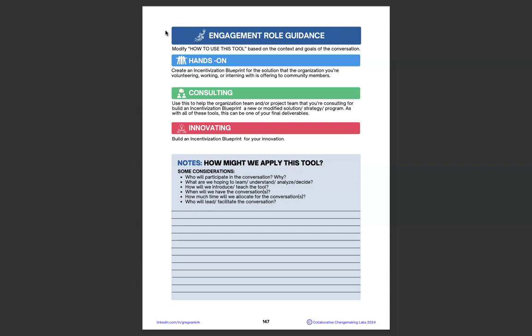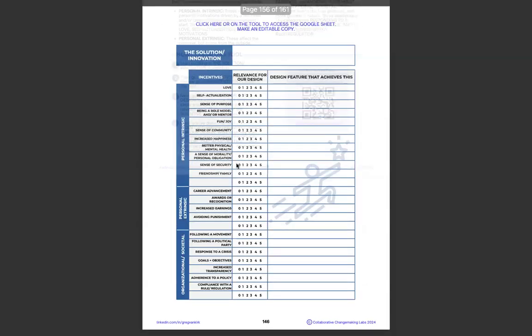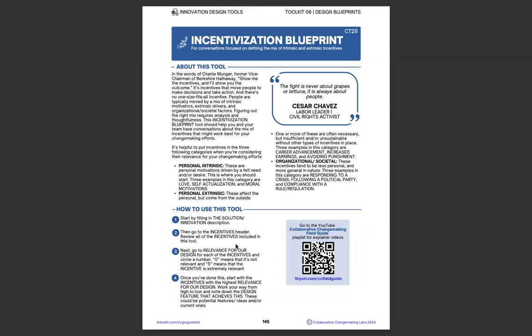And if you're innovating, you might build an incentivization blueprint for your innovation, right? Make sure that your innovation is going to incentivize people to take advantage of it, get access to it, use it, put it into practice, and ideally at the end, advocate for it. So hopefully you find this helpful. If nothing else, it just helps you comprehensively think through what are all the incentives, sort of the menu of incentives that I can take advantage of, and that might attract people.